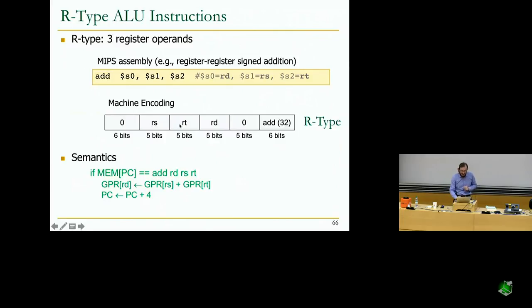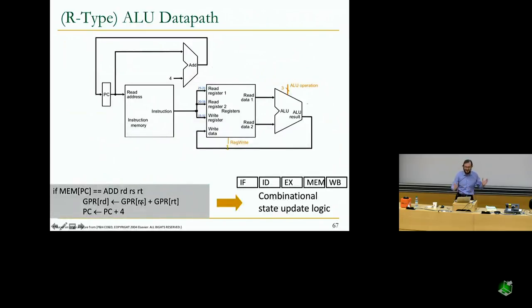You have 2 source registers, RS and RT, and you have 1 destination register, and you clearly have some opcodes, right? The semantics are here. You read the 2 registers, and you write the destination register and increment the PC. And this is the data path that you need. We'll start with a simple data path.